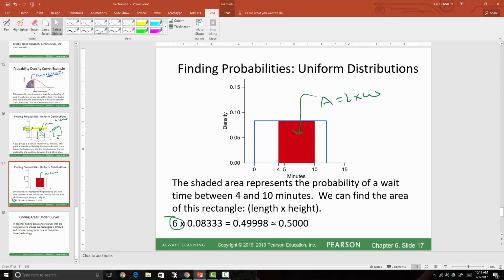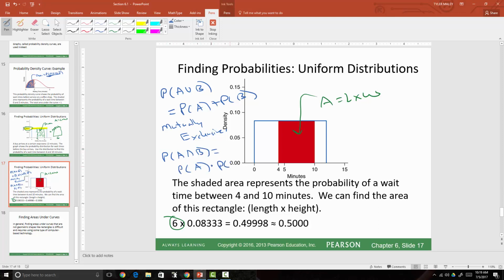Something else that you're going to have to remember in your homework: I reminded you already, if we have the probability of A or B, and our events are mutually exclusive, remember that the probability is just equal to the probability of A plus the probability of B. That's if they're mutually exclusive. And if we have two events that are independent of one another, then the probability of A and B is equal to the probability of A times the probability of B. You're going to need this fact in your homework also, so don't forget that from when we looked at it in chapter 5.